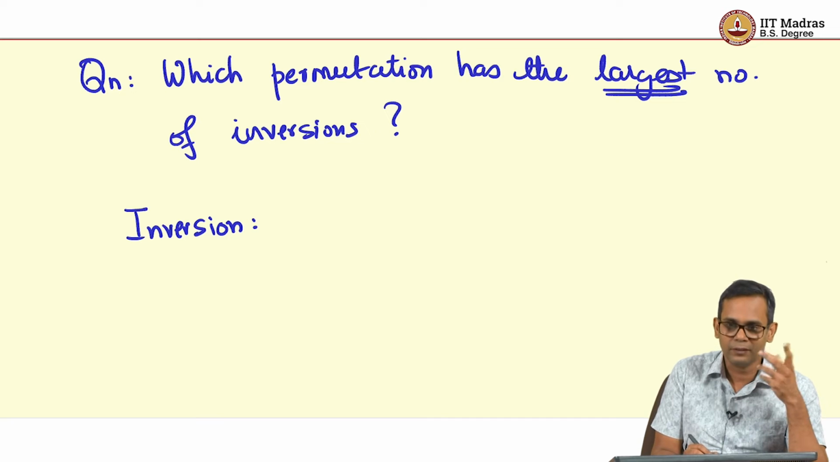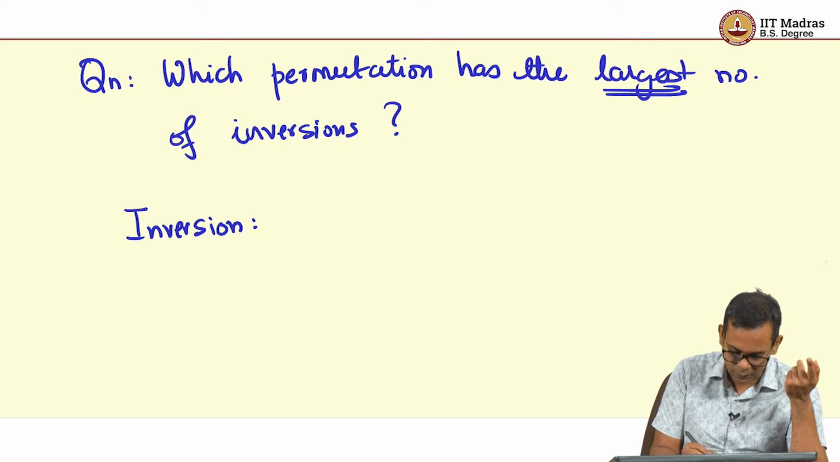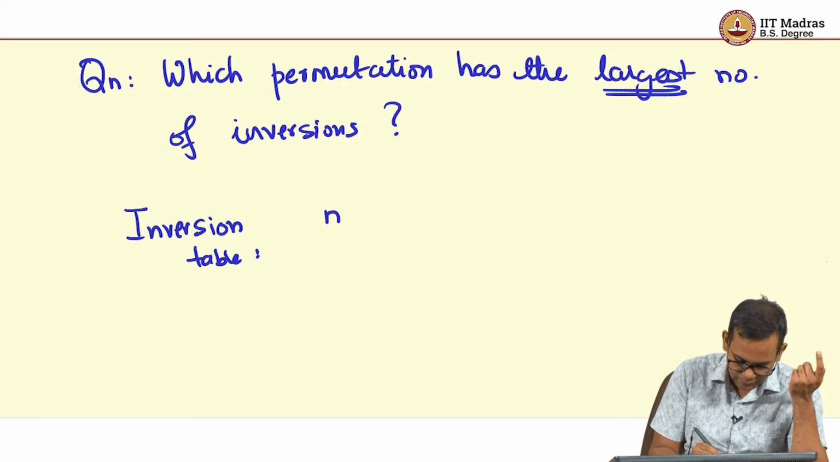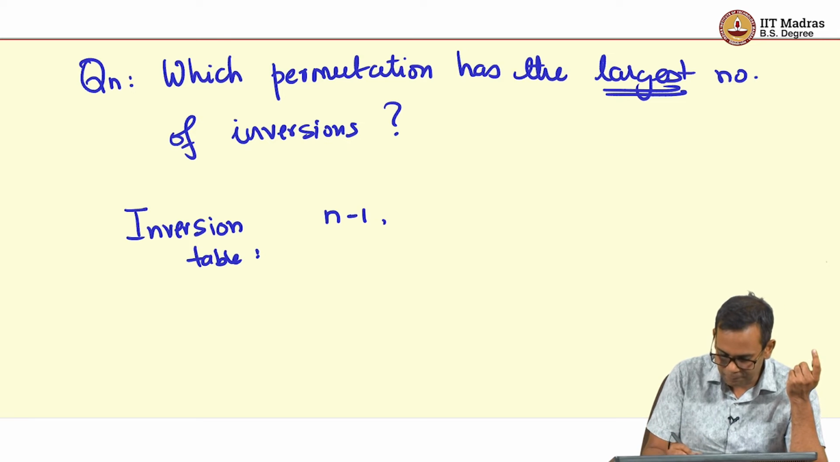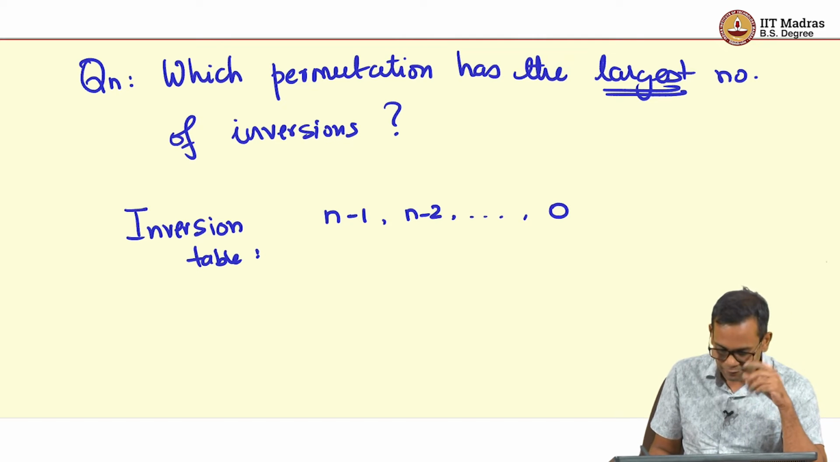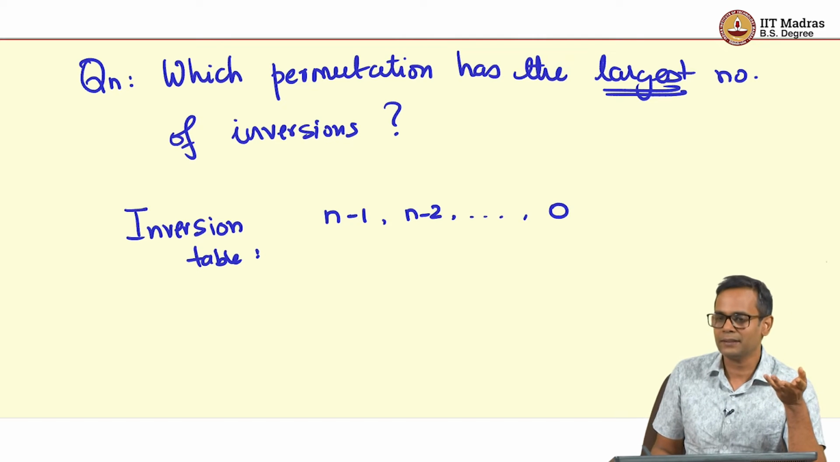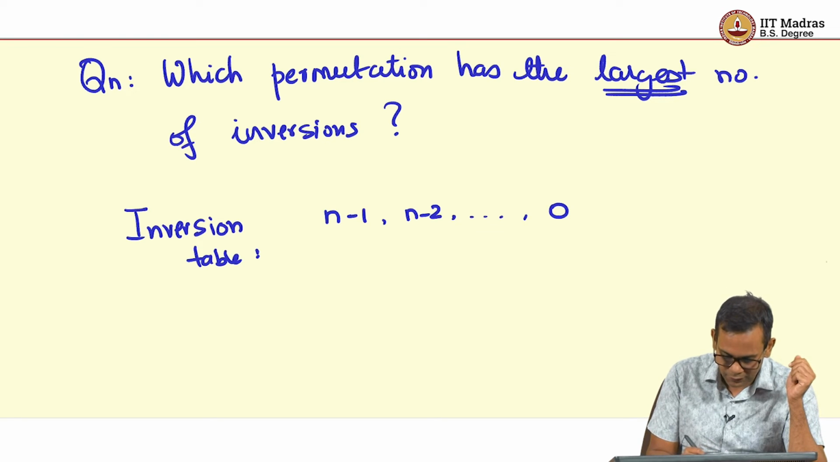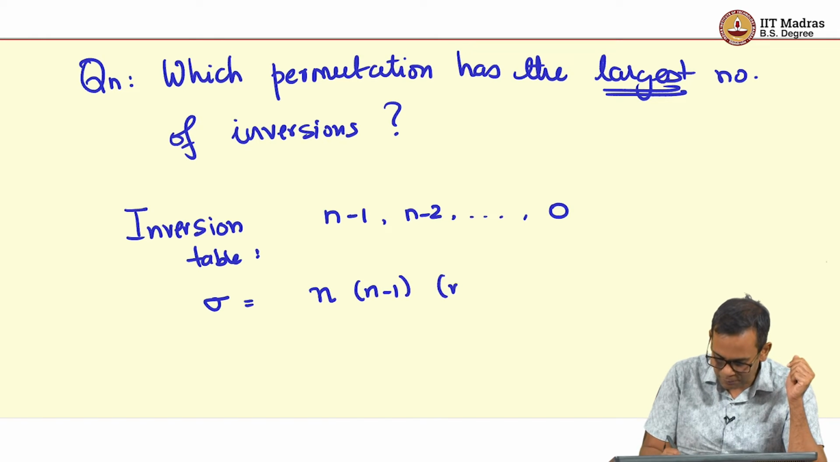B1, remember, lies between 0 and n minus 1. So, the inversion table has to be: B1 needs to be n minus 1, B2 needs to be n minus 2, and it goes all the way down to 0. When you run the algorithm for reconstructing the permutation for this, you will see that you will put n first, then you will put n minus 1 to its right, then you will put n minus 2 further to its right, and so on all the way down.